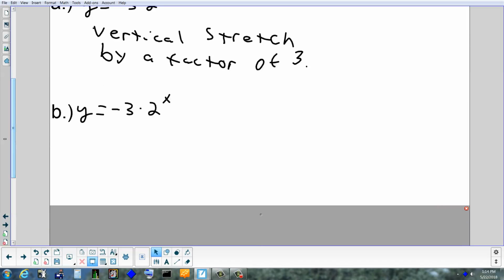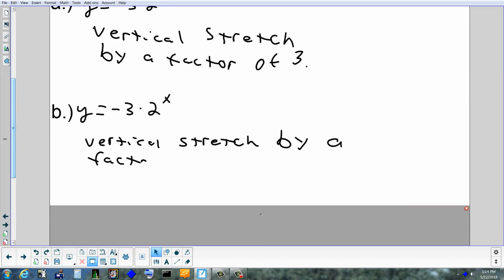Okay, so what's happening here? We're on example 1 right now. Vertical stretch by a factor of 3. And what else? You reflect it over the x-axis. Some people say reflect, can you say flip? It means the same thing. Reflect over x-axis.